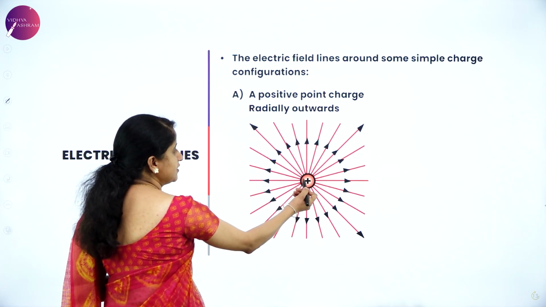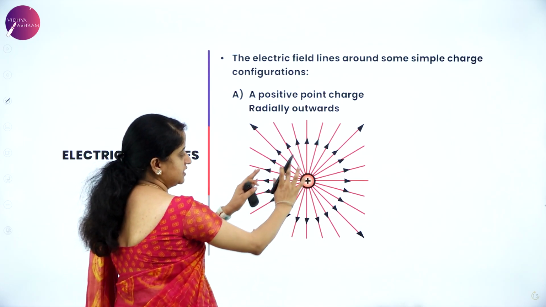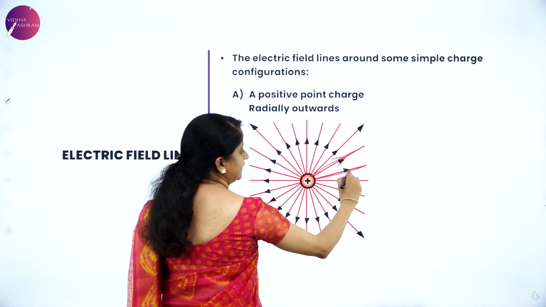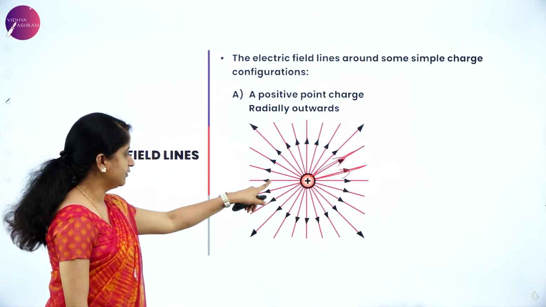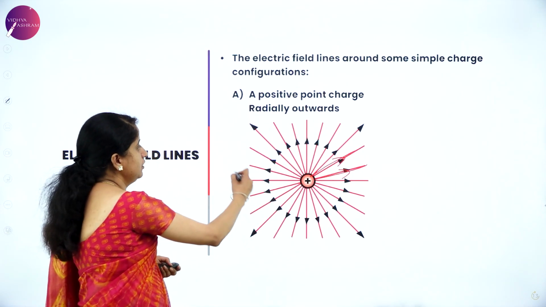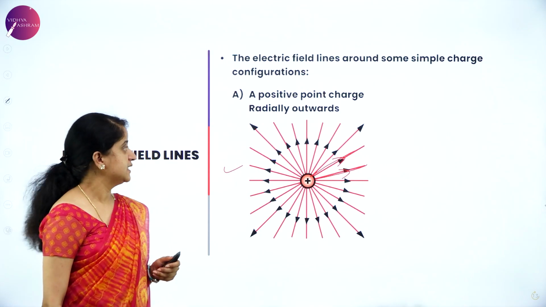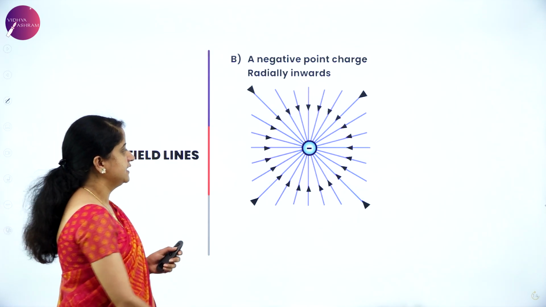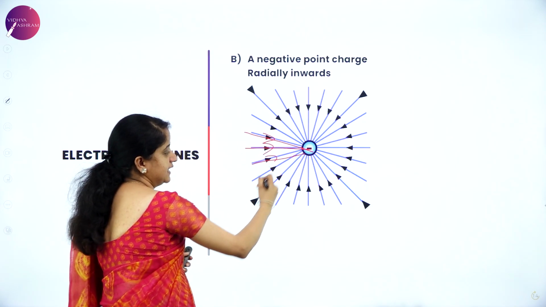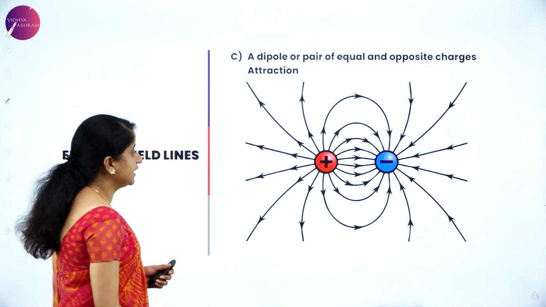Here I have taken a positive point charge, and for a positive point charge the electric field lines are always directed radially outwards. You can observe the arrow mark here, which is radially outwards due to a positive point charge. In case of a negative point charge, it is radially inwards. You can observe the arrow mark, it is radially inwards.